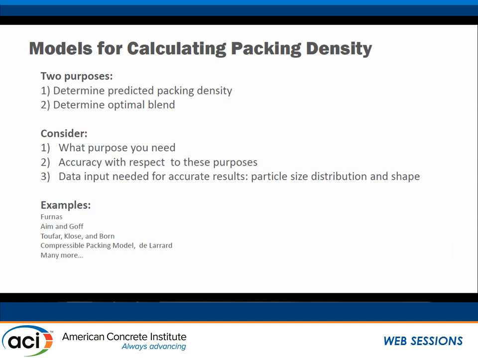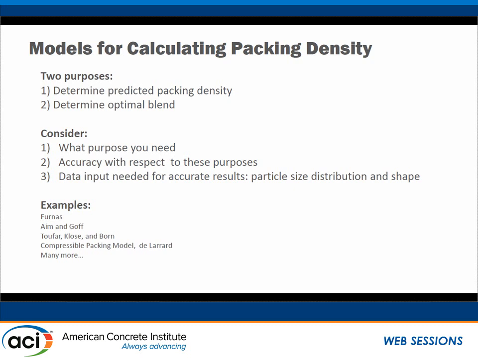So I need to know that I have 68% packing, and the rest is going to need to be filled with paste. So I need that number in my mix design. The second is to determine the optimal blend. So say I need 60% of coarse aggregate and 40% of fine. When I use these, I need to consider two things: which one am I using it for? Am I using it for one or both? How accurate is it with respect to those purposes, and what data is needed to get accurate results?